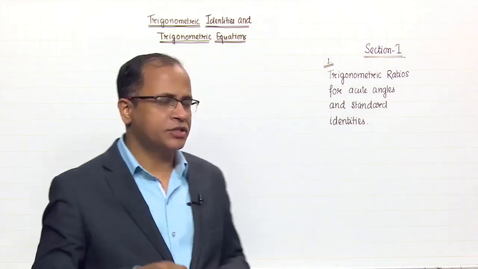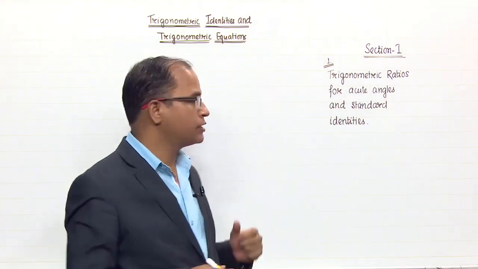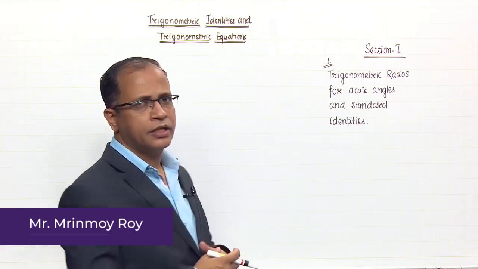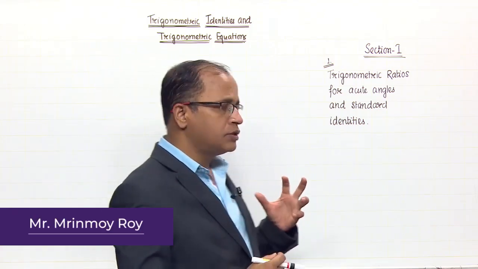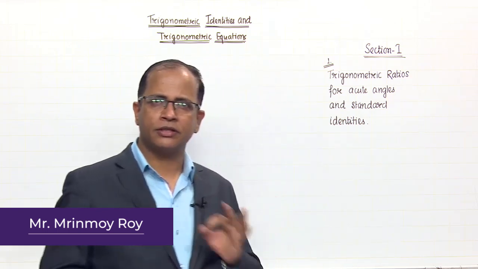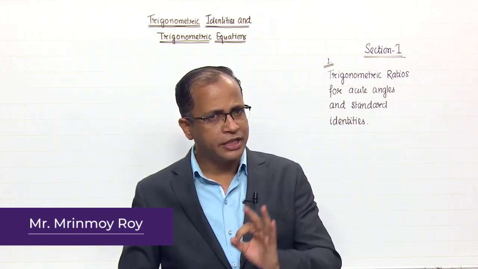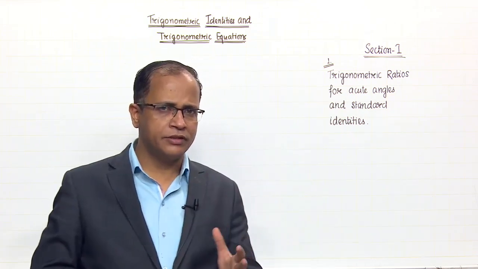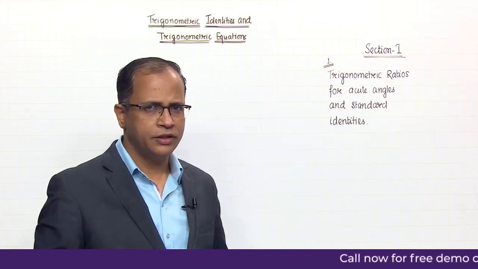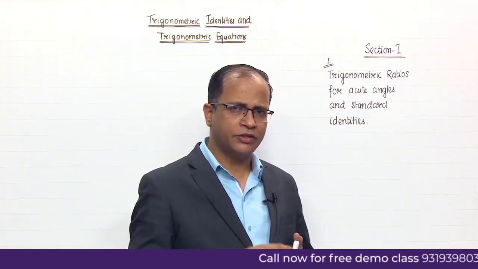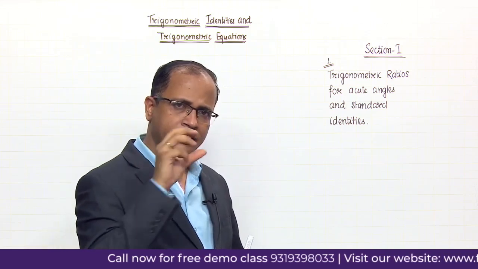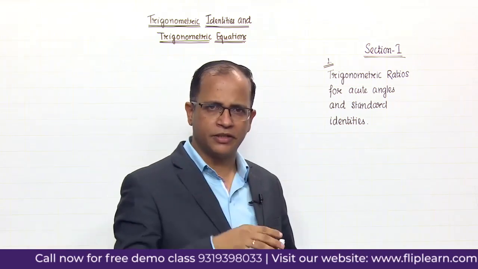Today we'll be starting with our new chapter, that is trigonometric identities and trigonometric functions, equations, right? And today we'll be taking a section, trigonometric ratios for acute angles and what are the standard identities. This is a recap of whatever topics you have done in trigonometry in the previous year. There is a topic called trigonometric identities and T ratios. We'll just revise that in this particular video.